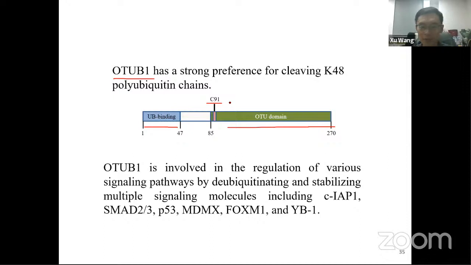OTUB1 is involved in the regulation of many signaling pathways by deubiquitinating and stabilizing signaling molecules, because it cleaves K48 polyubiquitin chains. We learned before that K48 polyubiquitin chains are necessary for protein degradation. If OTUB1 removes K48 polyubiquitination, then the protein substrate can escape protein degradation.